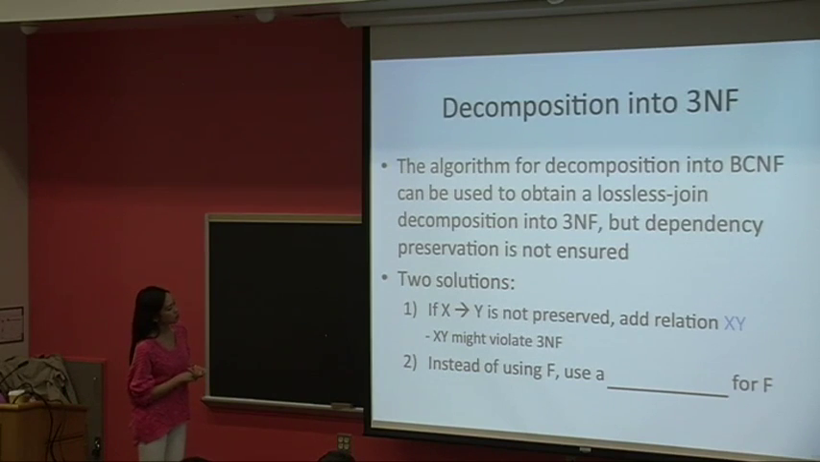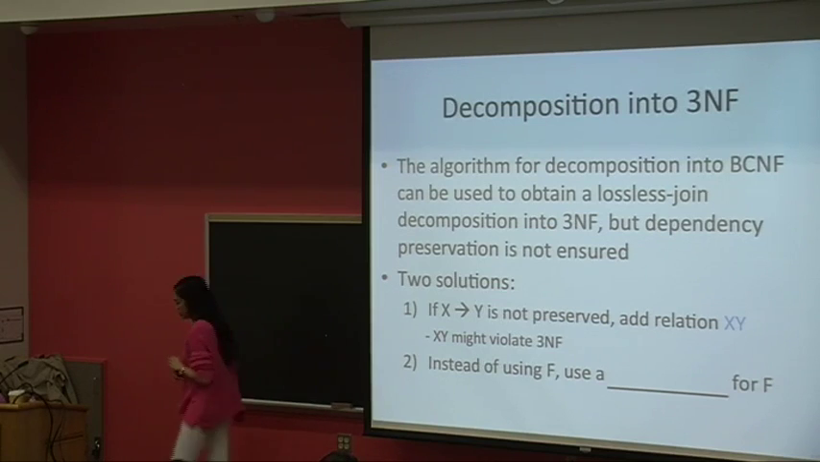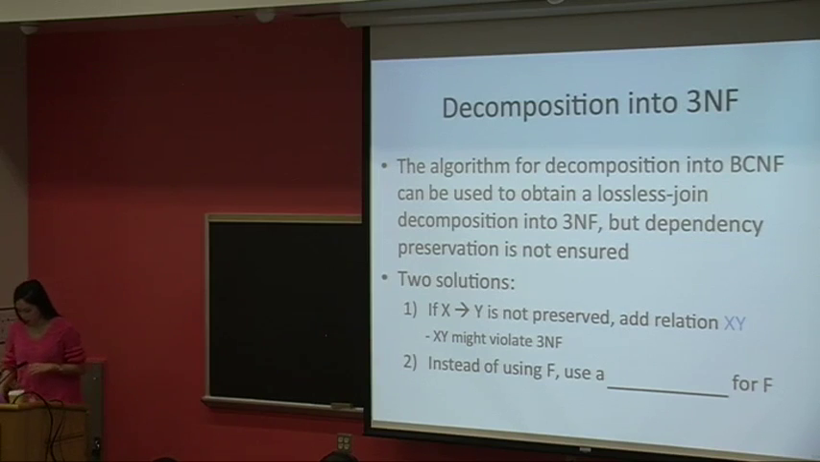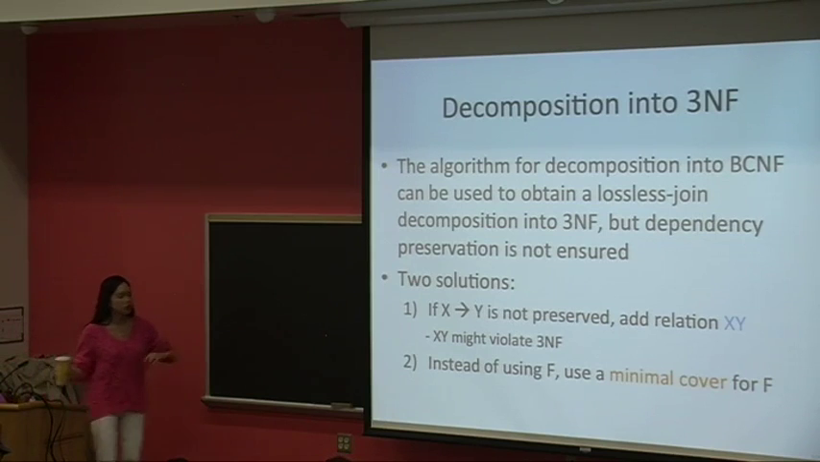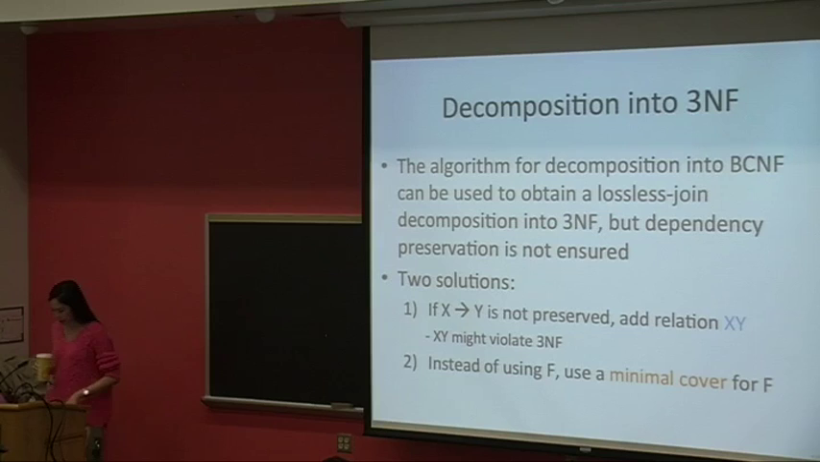Earlier we said we can add a relation to check the dependency. Or here we want to talk about a concept called the minimal cover. Instead of using the original F to discover the possible ways of decomposing it, we can use a minimal cover. It will seem quite unintuitive at the beginning, but you'll see how it works together.